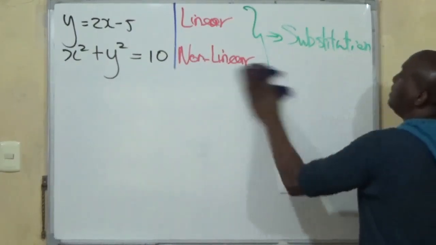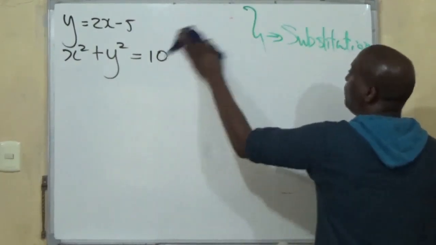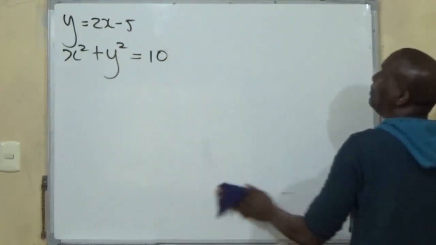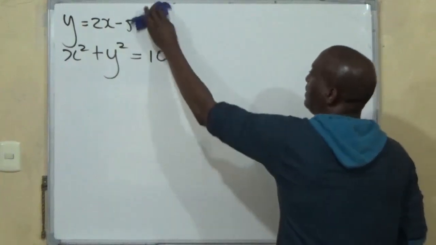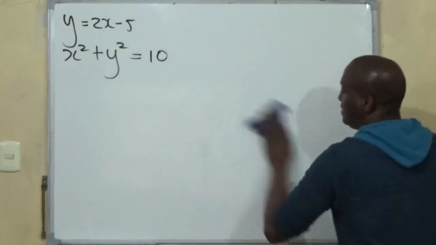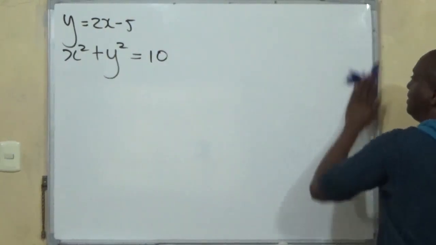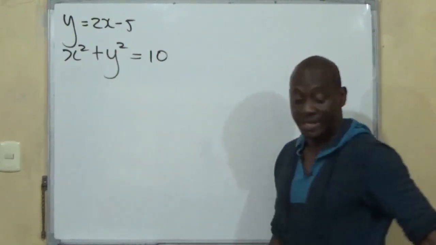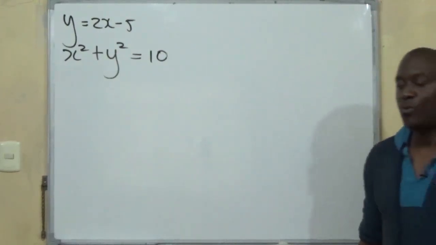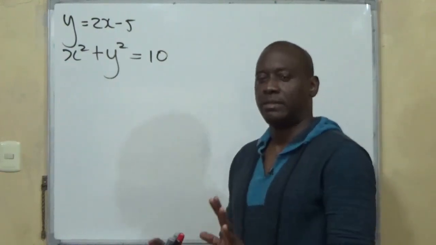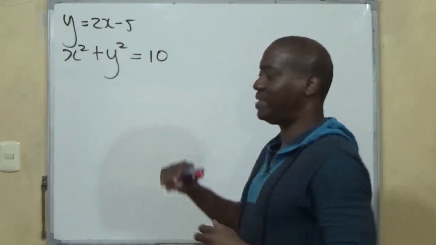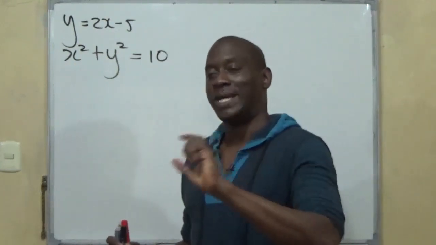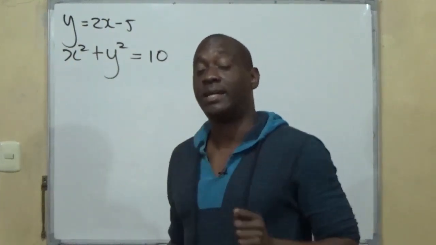So you have a linear and a nonlinear equation. The one on top here is the linear, and the one below is the nonlinear, right? In this case, you could clearly see that the second equation is a nonlinear equation, because it has squares. x squared plus y squared is equal to 10. There is no way that x squared plus y squared equals 10 is a linear equation. So immediately we know that elimination is not an option.